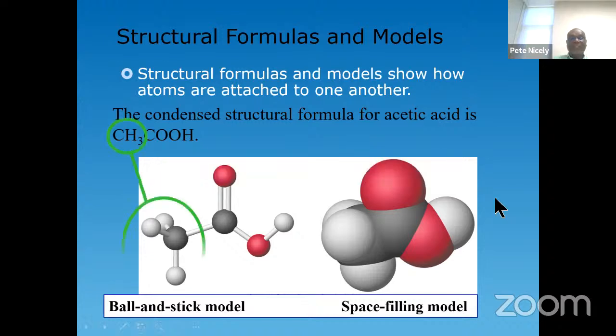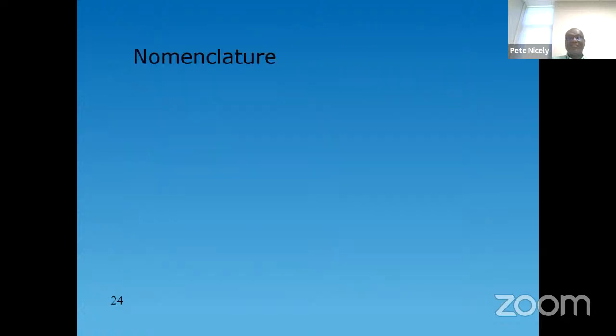Okay, so let me move on now to nomenclature. Let's talk about what we mean by nomenclature. Nomenclature is basically dealing with the system of naming compounds. And there is an organization known as IUPAC. Let me write it down here.